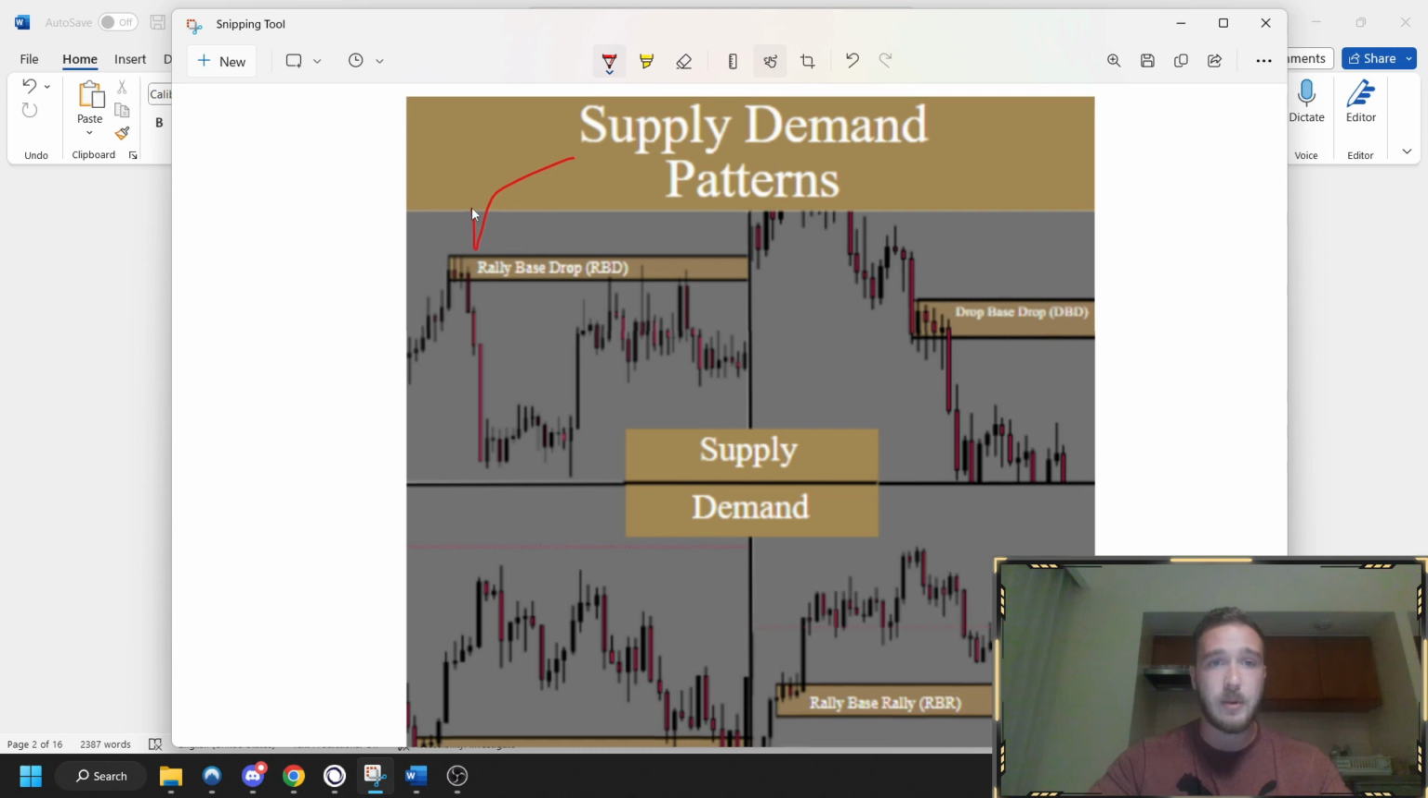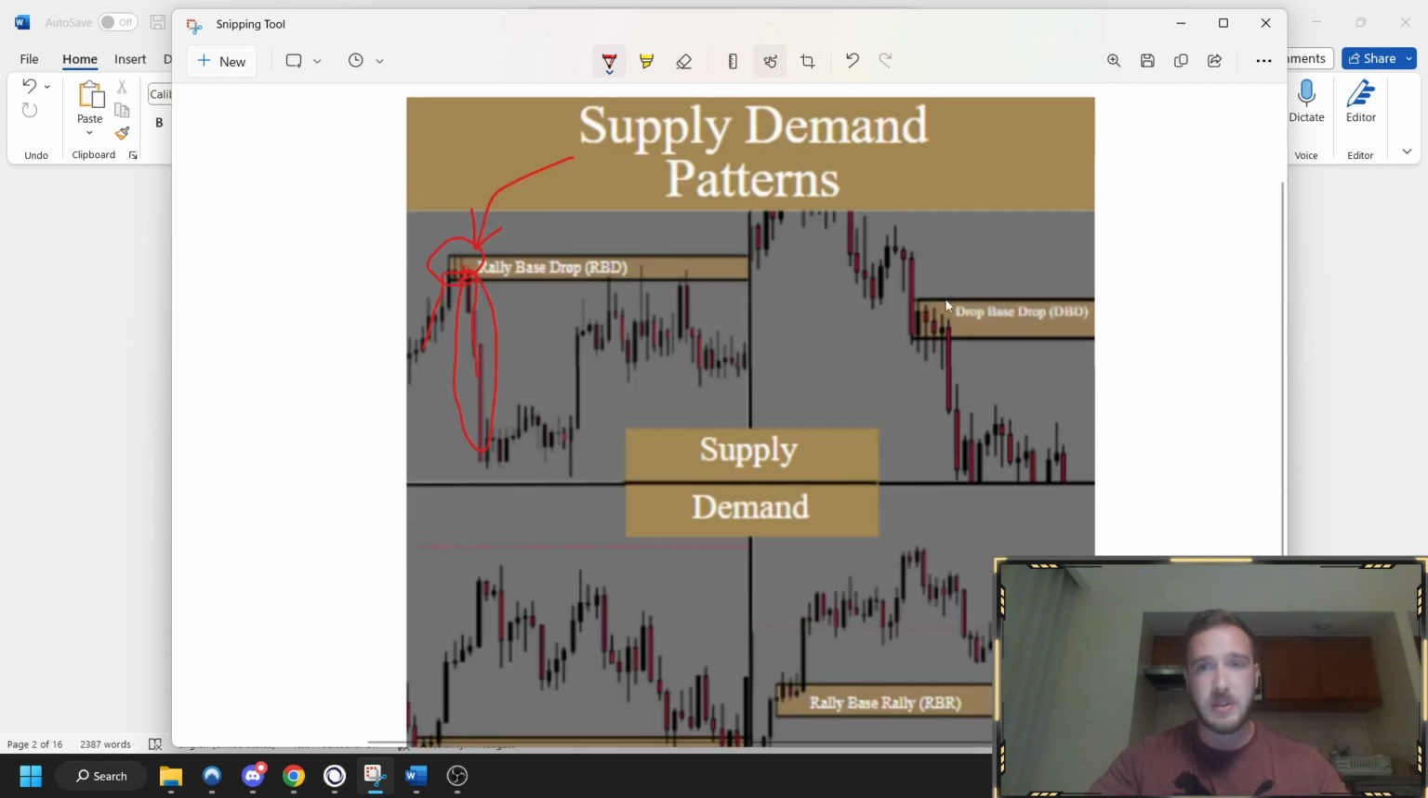So for supply, over here on the top left, that is one of the supply patterns where we have price rally, base, and drop. And these big red candlesticks going down to the downside, that is a lot of money coming into the market. So what we need to do as supply and demand traders is to identify where the origin of that imbalance occurred, where the imbalance started from, right? And that is the rally base drop up here.